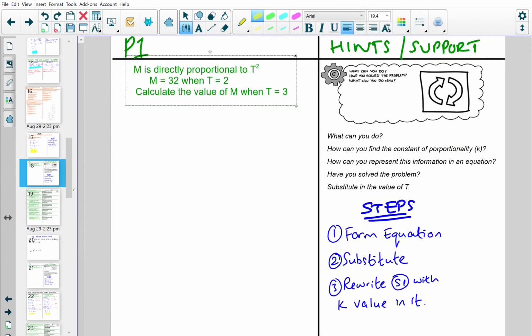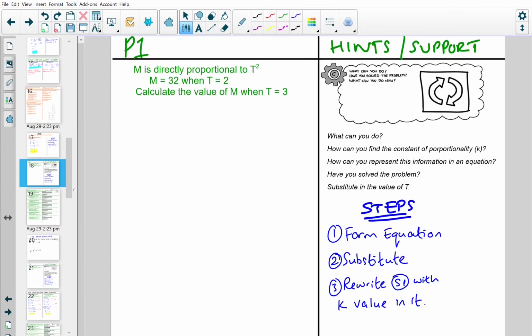Moving on to P1. Now, it looks very similar to what we've done before. So, m is directly proportional to t squared, m equals 32 and t is equal to 2. So again, the steps in this question are very similar to what we have learned previously. Again, the mastery strand here will be generating information. We'll see about this in just a moment.